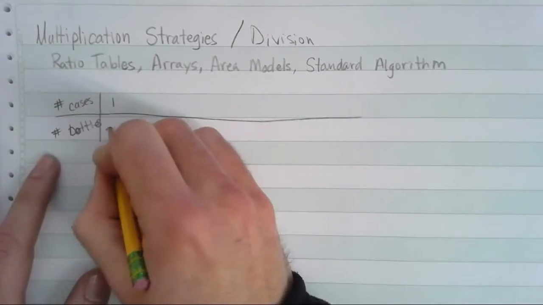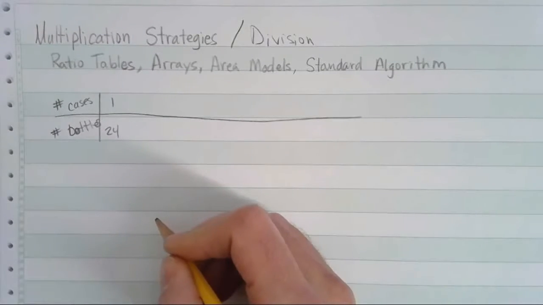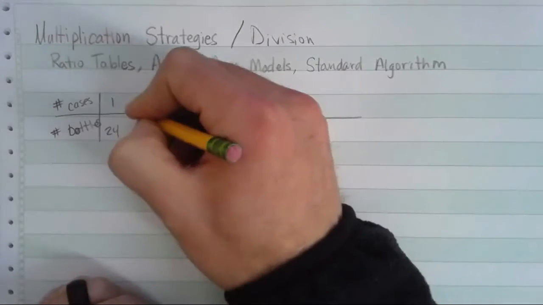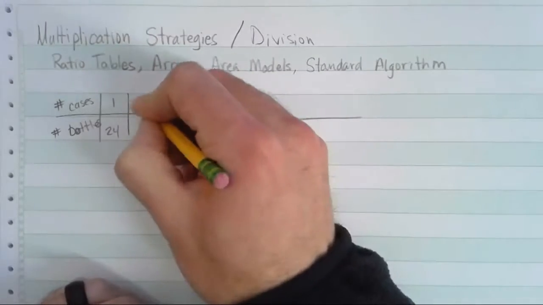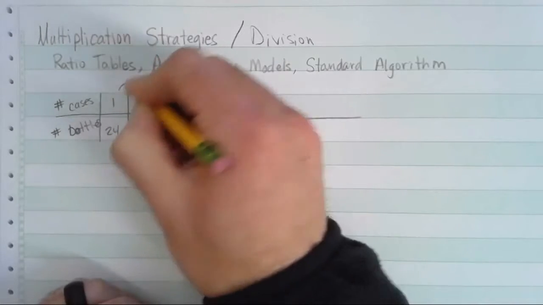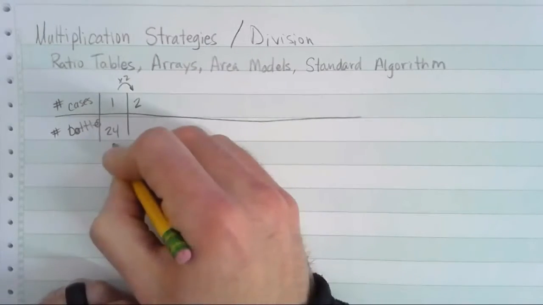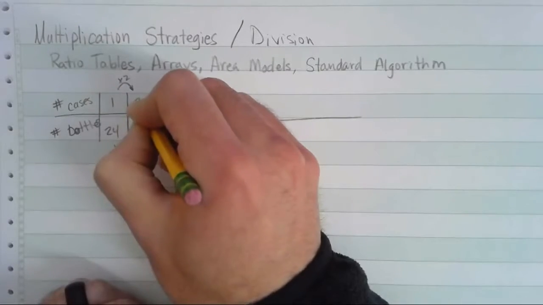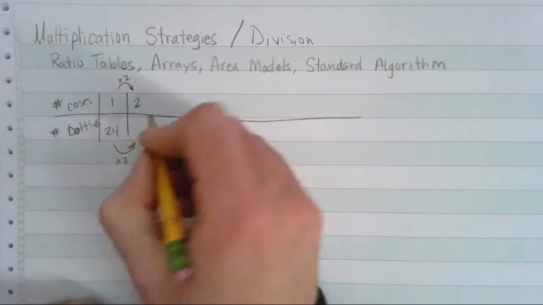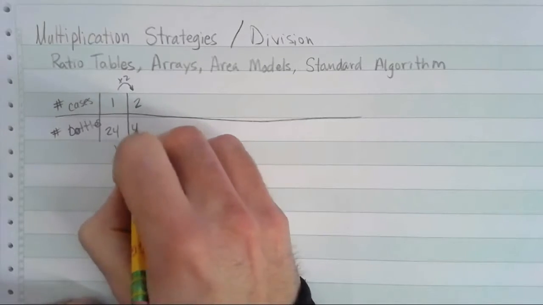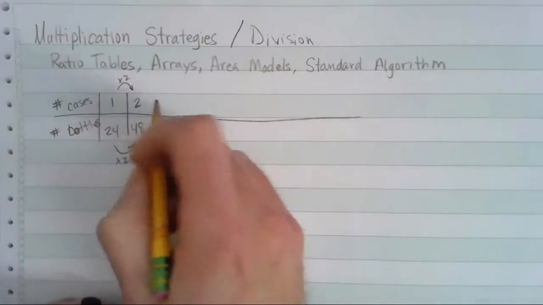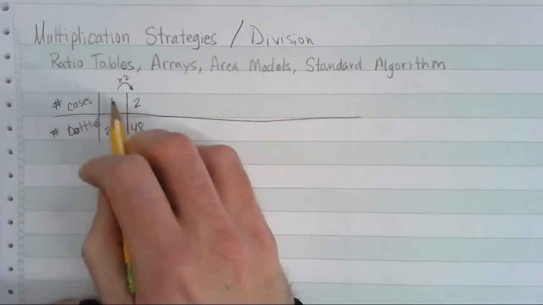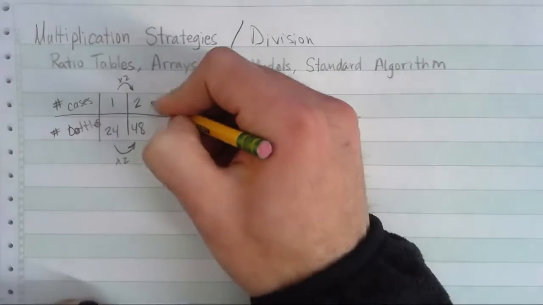In one case, there were 24 bottles. So if we were to take this example and double it, if we multiply times 2 on the top, then we multiply times 2 on the bottom. Or if we add 1 on top, we add 24 on the bottom. So we're just counting by that. If you double the top, you double the bottom. If you add on the top, you add whatever the difference is on the bottom.